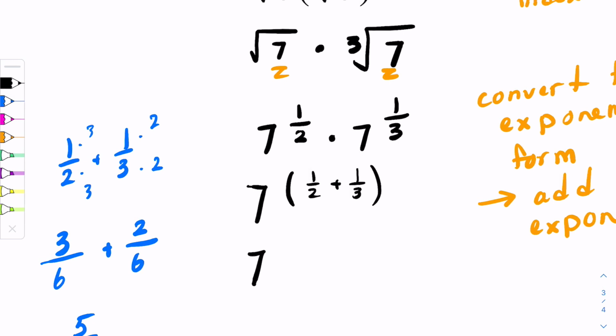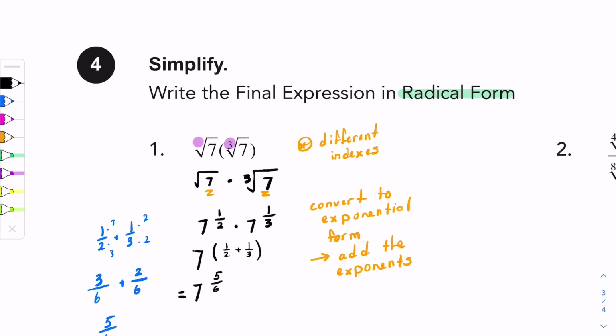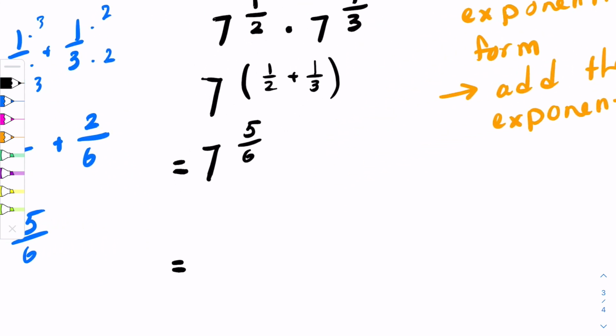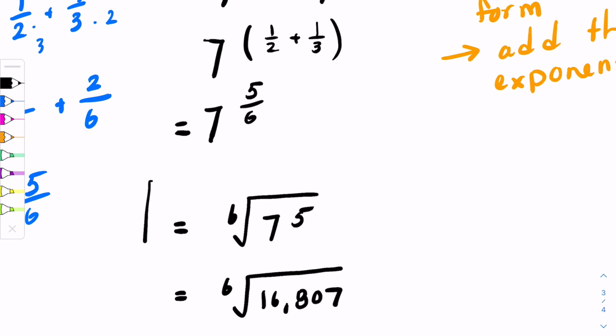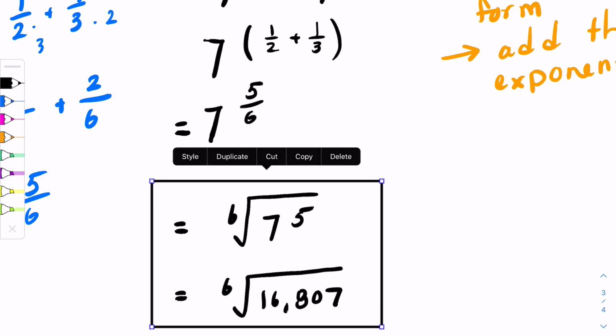Coming back to the problem, 7 raised to the power of 5 over 6 is going to be your answer in exponential form, but remember the directions that I highlighted say to write your final answer in radical form. So I am going to write my final answer as the 6th root of 7 to the 5th. Now, if you have a calculator, which you might not, but if you do, then you could expand this out. 7 to the 5th is 16,807. But for a big number like that, obviously you would need a calculator. If you don't have one in front of you, I'll accept either answer.